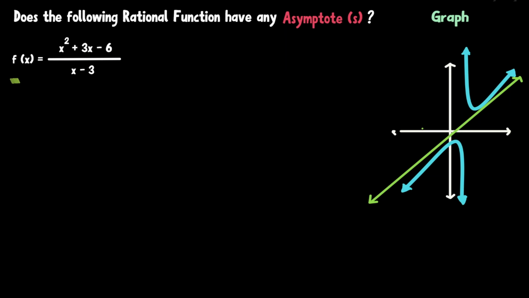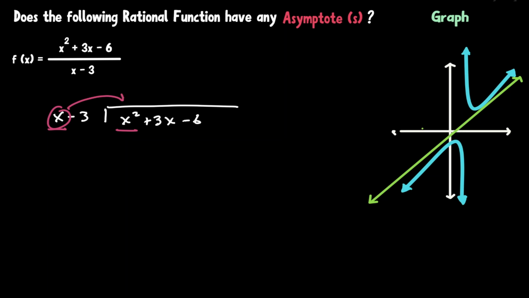How about we try to rewrite this rational function? Because we are dividing two expressions, let's perform long division. The denominator, let's write it outside, and the numerator, let's write it inside. Remember that we want to match variables. So x, what do I have to multiply so that I end up with x squared? Well, that's the expression of x.